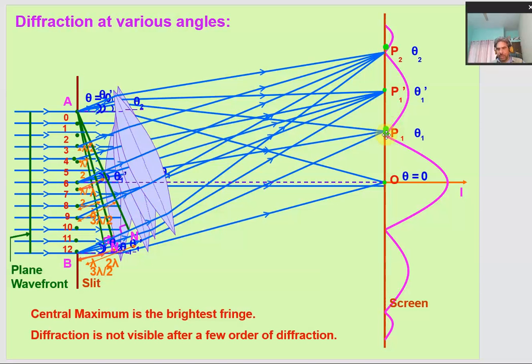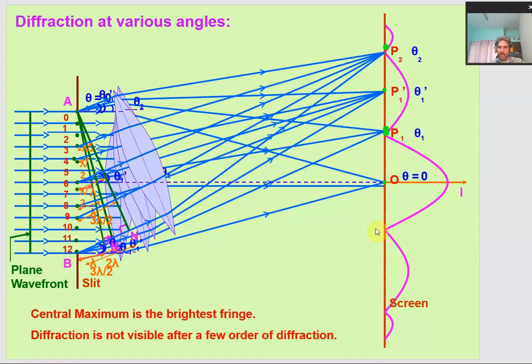Beyond that, or we can say just next to it, there will be a bright fringe again, because the path difference between the light waves coming from different sections is such that the waves interfere constructively to give rise to a bright fringe. So alternate dark and bright fringes are formed on both sides of this central bright fringe.